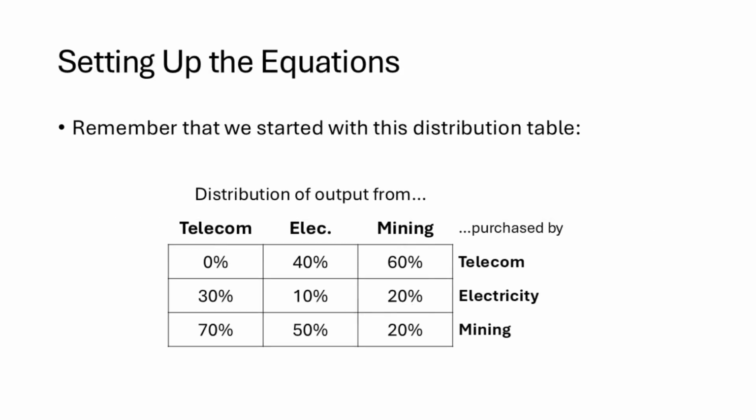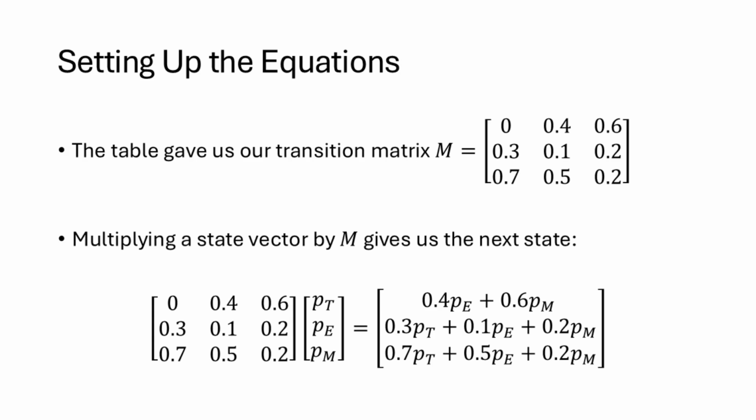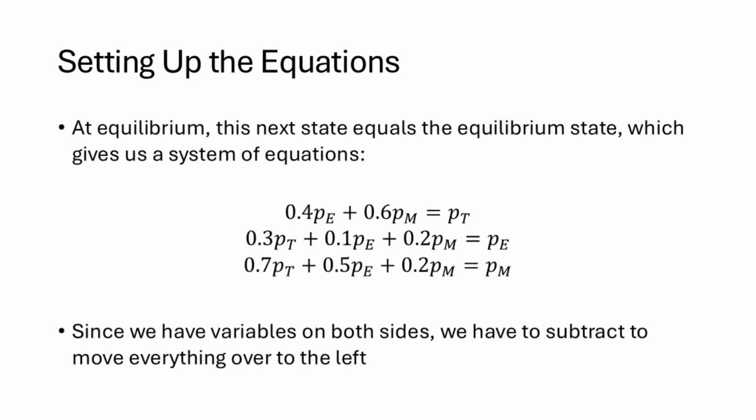Well, let's retrace our steps and remember how we got to this place. We started with a table of values that told us the transition from one state to the next. We put those values in a matrix that we called M, and we multiplied M by our state vector to get formulas that represent the next state. And what we're looking for is a vector for which that result is equal to the vector that we started with. And so if we set each of those formulas equal to the variable that we started with, we get equations that look like this.